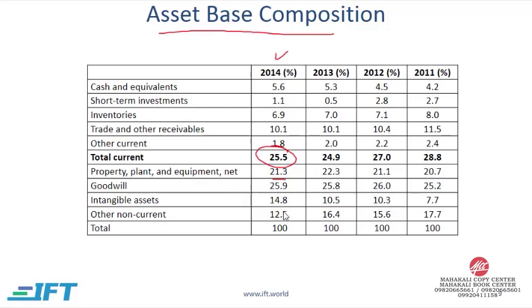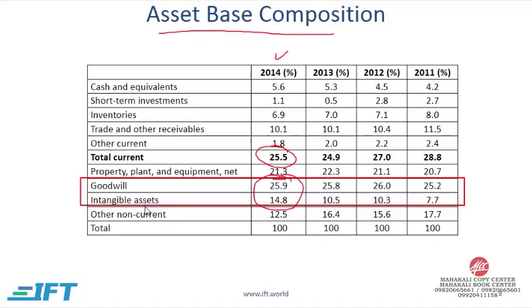14.8%. Now, this seems a little strange. With a company like Nestle, which is manufacturing food-related products, the analyst is a little surprised to see that intangibles like goodwill and then other intangible assets represent almost 40% of all assets.